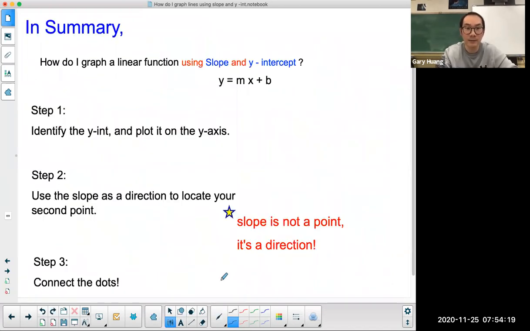How do I graph a linear function using the slope and the y-intercept? Step 1, identify the y-intercept and plot it on the y-axis. The y-intercept is the number by itself. Then step number 2, use the slope as a direction to locate your second point. You have a rise and a run. How far do you go up? How far do you go to the right? Use that as a direction to find your second point. Then connect the dots and you're done.